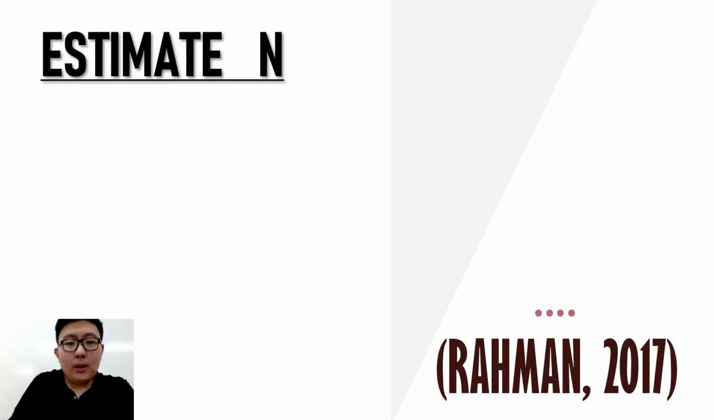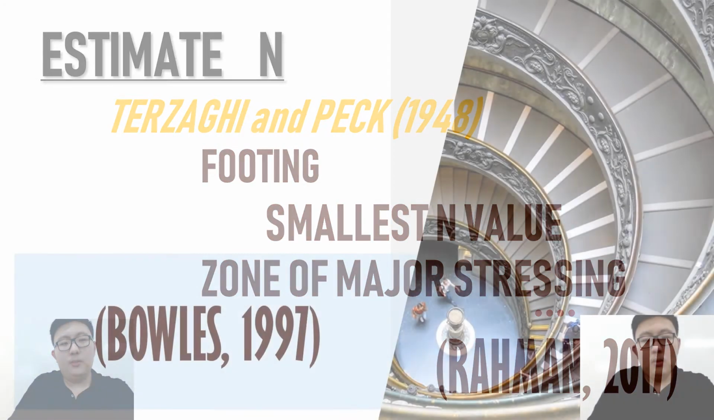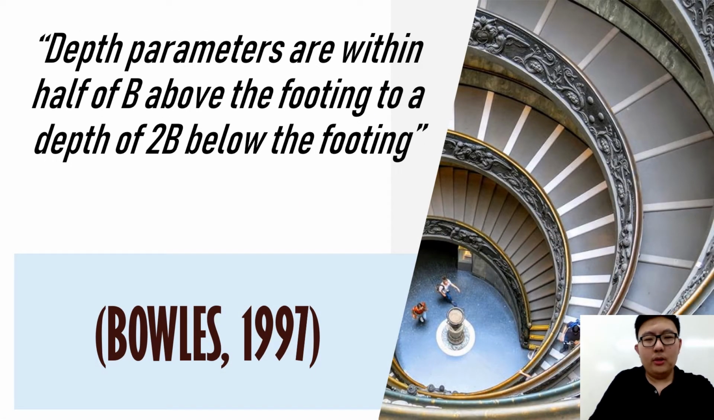In estimating N values, Terzaghi and Peck, 1948, proposed that obtaining the smallest N value within the zone of major stressing, which is under the soil layer that is occupied by a footing, is already possible. So this is the old way of obtaining the smallest N value for a soil layer. Under a soil layer, depth parameters are imposed to locate where we select the N values. For Bowles, he says that depth parameters must be within half of B above the footing to a depth of B below the footing.